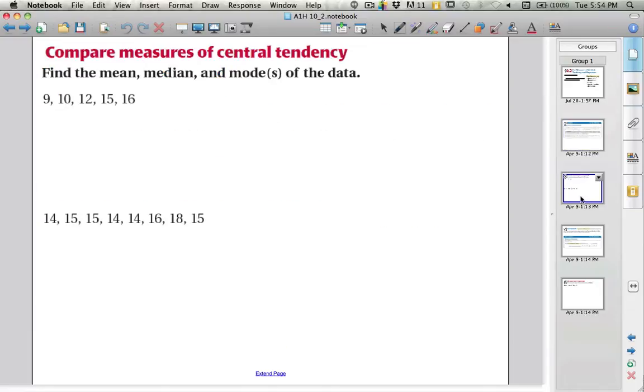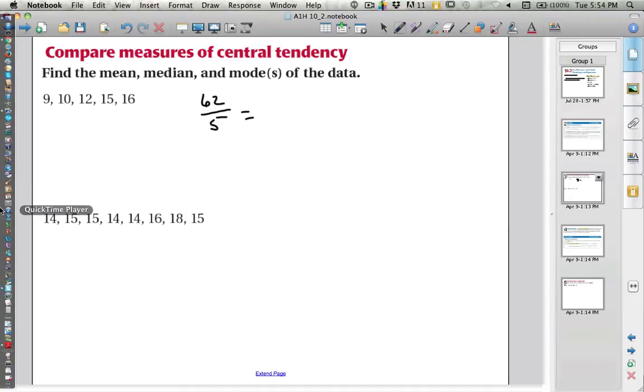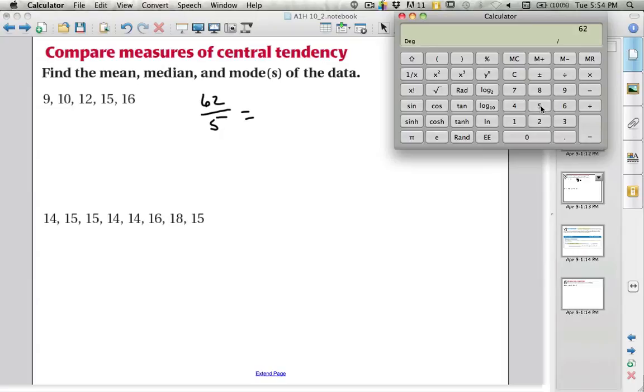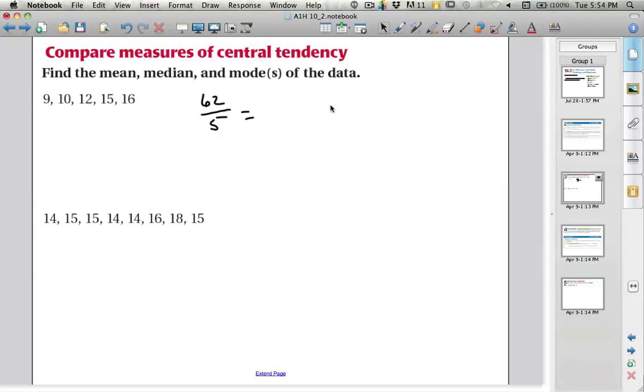Okay, so if we look at calculating these values, if I want to find the mean, the median, and mode of this data set, to find the mean, I'm going to add them all together. 9 plus 10 is 19. Plus 12 is 31, plus 15 is 46, plus 16 is 62, and there are 1, 2, 3, 4, 5 of them. So at that point we go ahead and do the division to find the mean. 62 divided by 5 equals 12.4. And that is my mean.